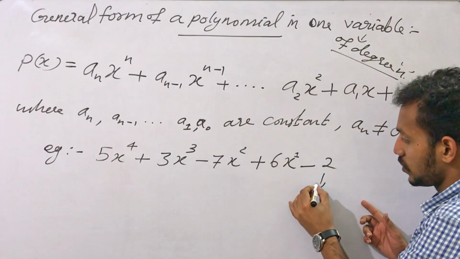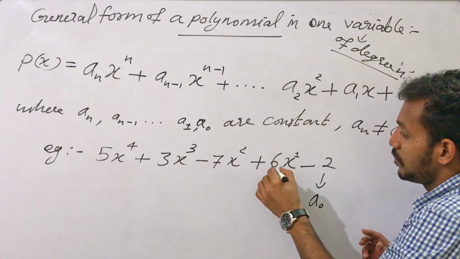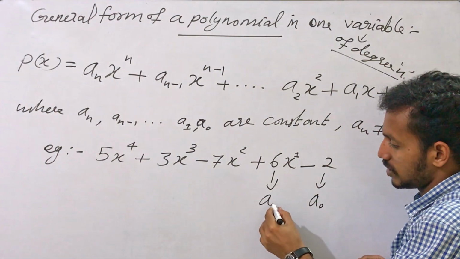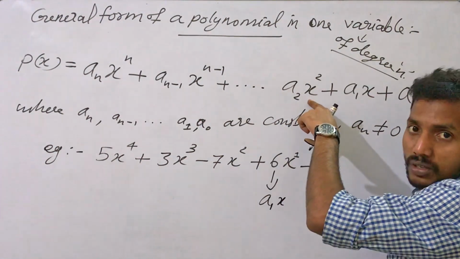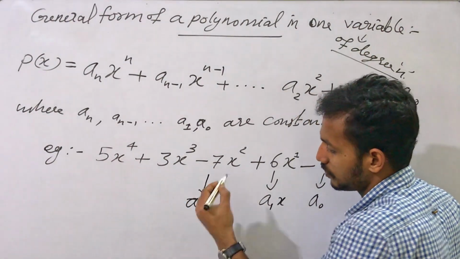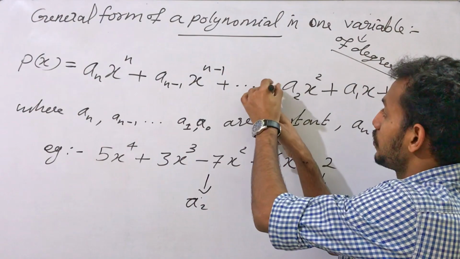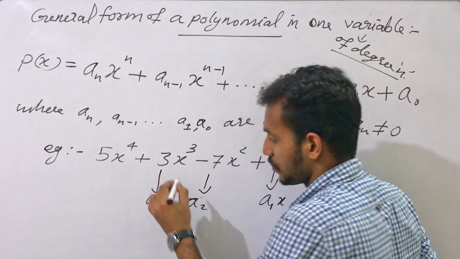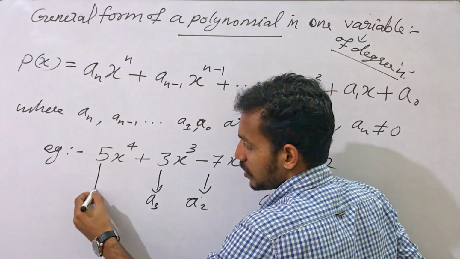So this will be a0. And next x, so this will be a1. This x will be a1. Clear? a1 x. Similarly, here x square, so the a2 will be minus 7. This will be a2 x square. Then here there will be a3 x cube, so this will be a3. Clear? a3. Then here this will be a4.